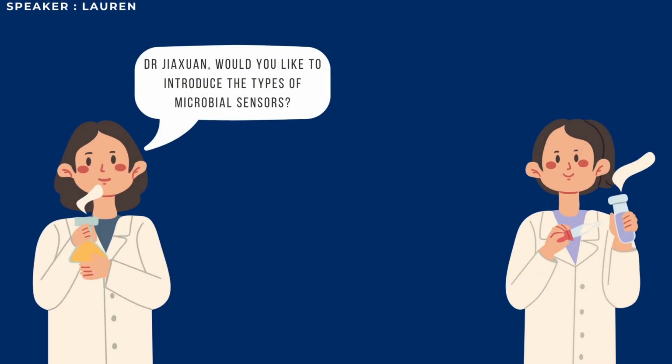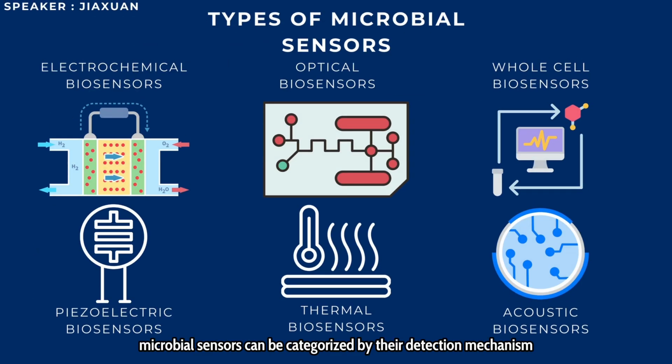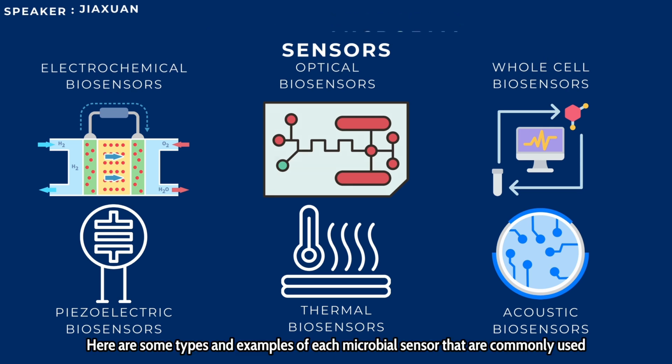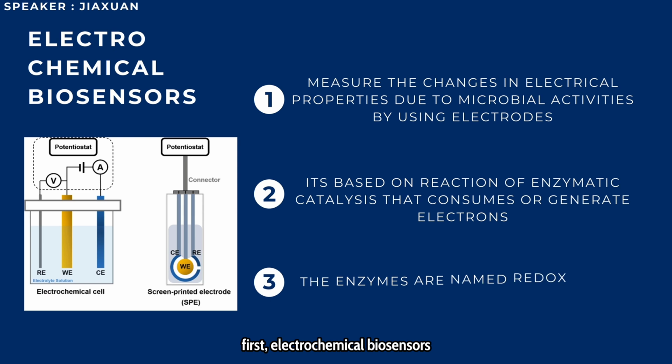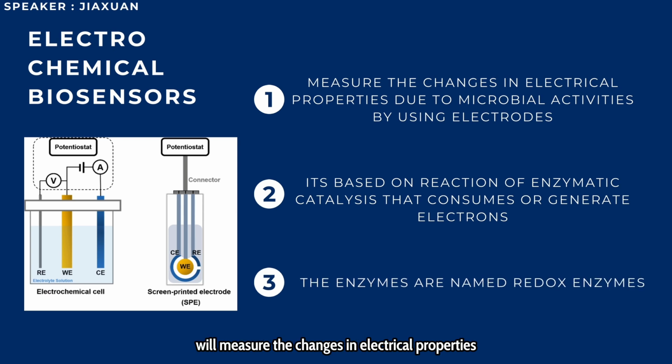Dr. Jia Xuan, would you like to introduce the types of microbial sensors? Okay. Microbial sensors can be categorized by their detection mechanism and the microorganism they use. Here are some types and examples of each microbial sensor that are commonly used. First, electrochemical biosensors measure the changes in electrical properties due to microbial activity by using electrodes, and it is based on the reaction of enzymatic catalysts that generate electrons. Such types of enzymes are named redox enzymes.